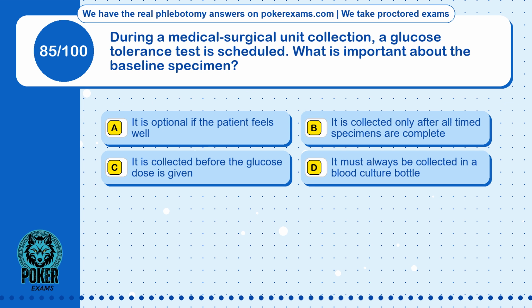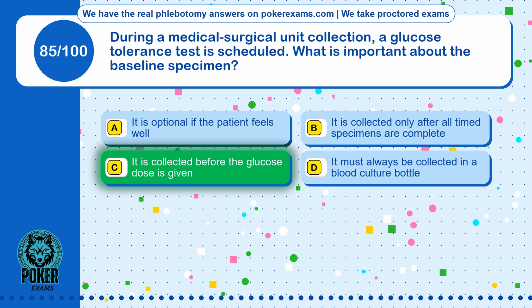Question 85. During a medical surgical unit collection, a glucose tolerance test is scheduled. What is important about the baseline specimen? Option A. It is optional if the patient feels well. Option B. It is collected only after all timed specimens are complete. Option C. It is collected before the glucose dose is given. Option D. It must always be collected in a blood culture bottle.